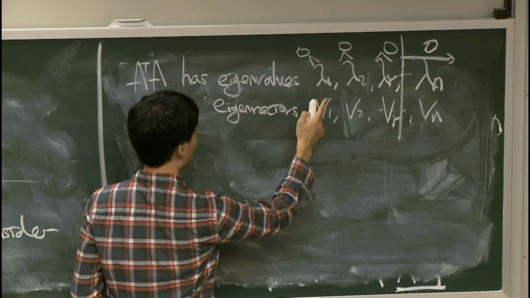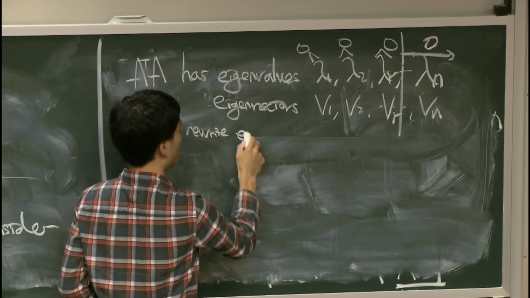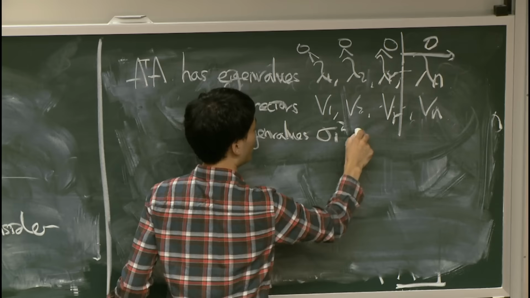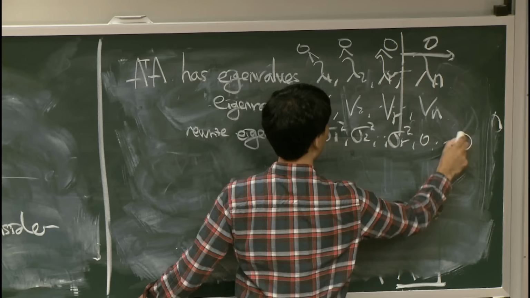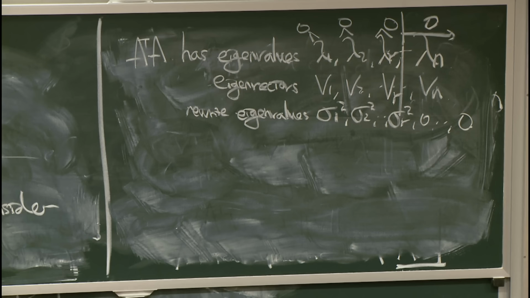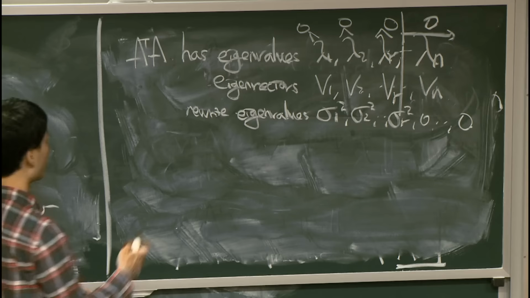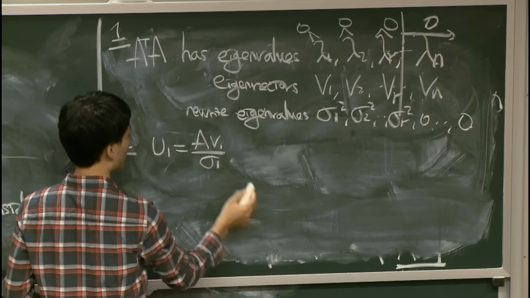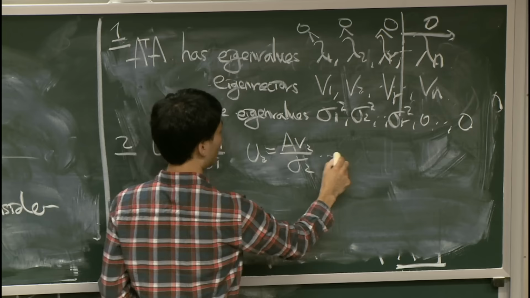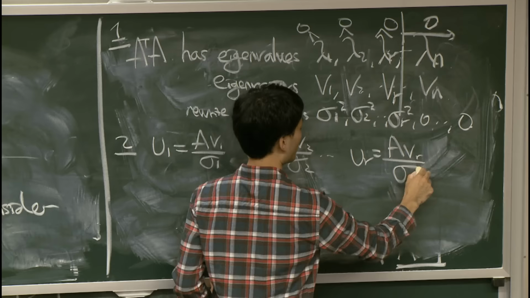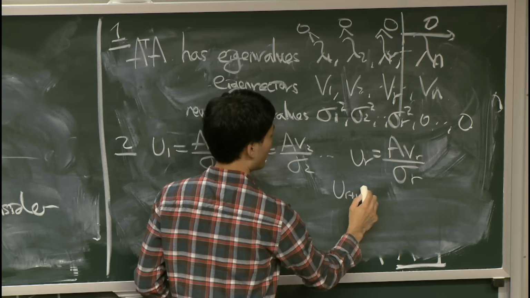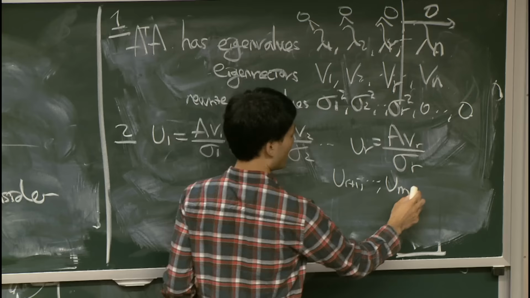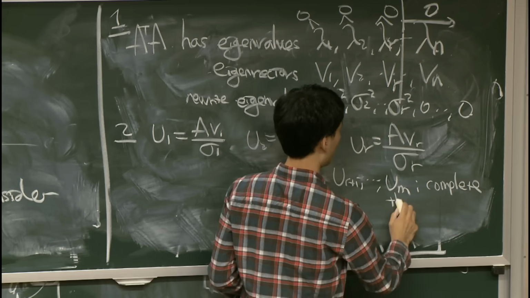Then if that's the case, we can rewrite the eigenvalues as sigma 1 square, sigma 2 square, up to sigma r square, and 0. That was my first step. Step 2 is to define u1 as A times v1 over sigma 1, u2 as A times v2 over sigma 2, and ur as A times vr over sigma r. And then u r plus 1 up to u m complete the above into a basis.